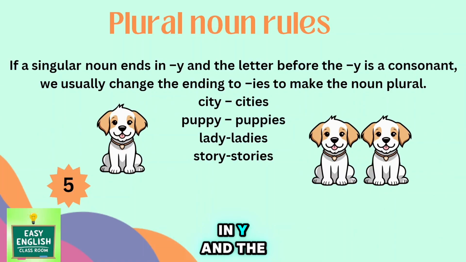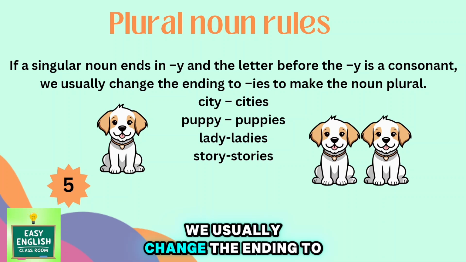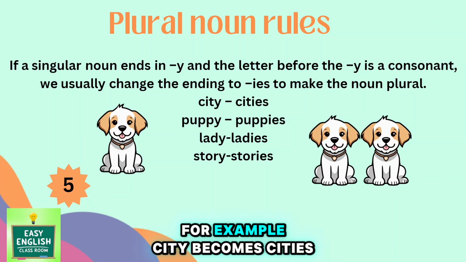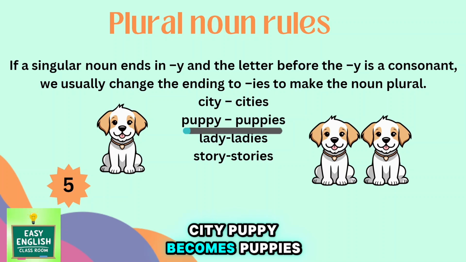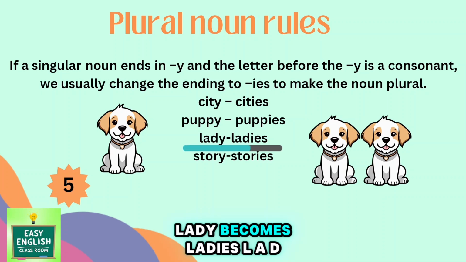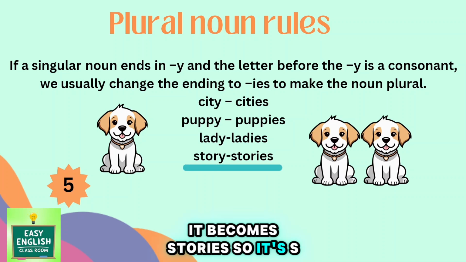If a singular noun ends in y and the letter before the y is a consonant, we usually change the ending to ies to make the noun plural. For example, city becomes cities. Puppy becomes puppies. Lady becomes ladies. And so as for the story, it becomes stories.